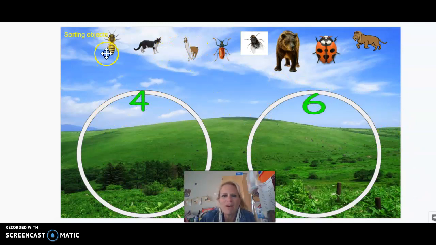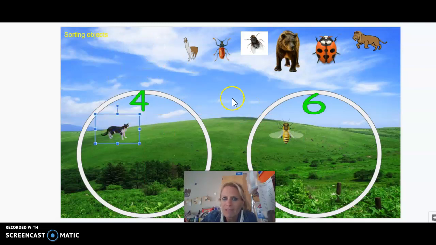All right. How about this bee? How many legs does this bee have? 1, 2, 3, 4, 5, 6. It has 6. I'm going to put that over here. A cat. How many legs does a cat have? 1, 2, 3, 4. I counted 4. I'm going to put it here. How about a llama? 1, 2, 3, 4. It has 4.